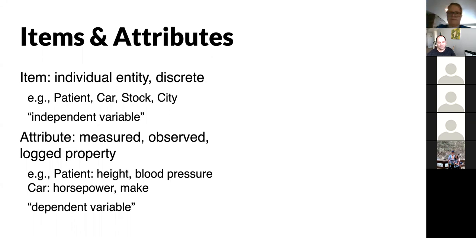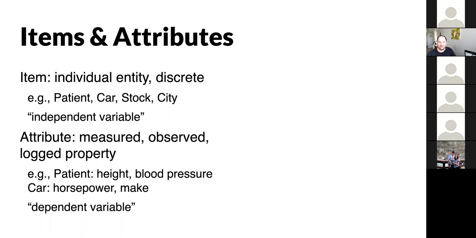Items are individual entities. They're discrete. You can think of this also as the independent variable. That would be an individual entity, like a patient, a car, a stock, a city, a country, anything that is discrete and that I can observe. And attributes are observed, logged, or measured properties of these items. A patient would have a height and a blood pressure; a car would have horsepower or a make or a mileage. And so these are the dependent variables.